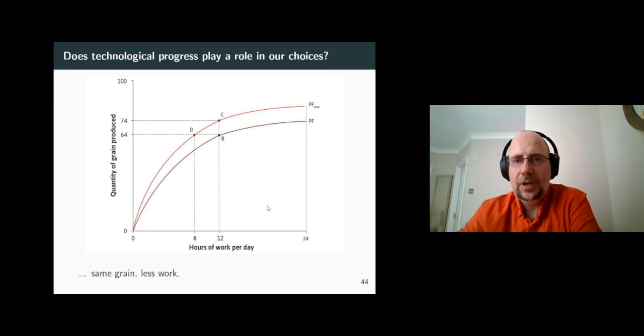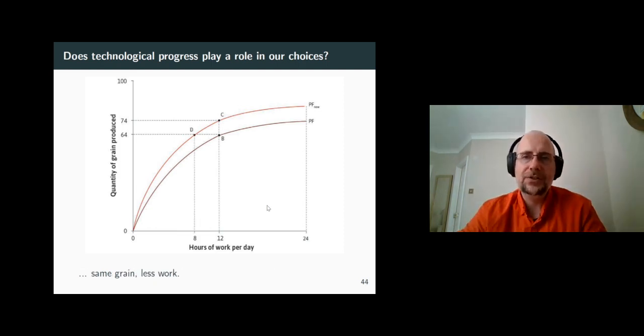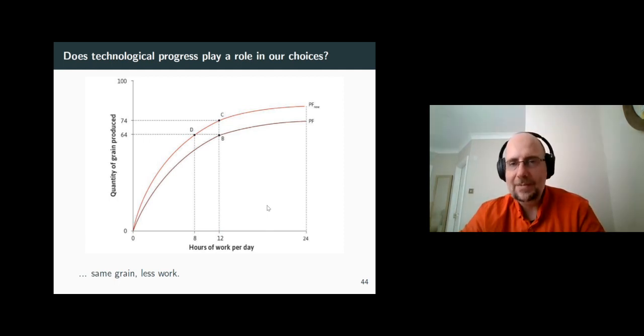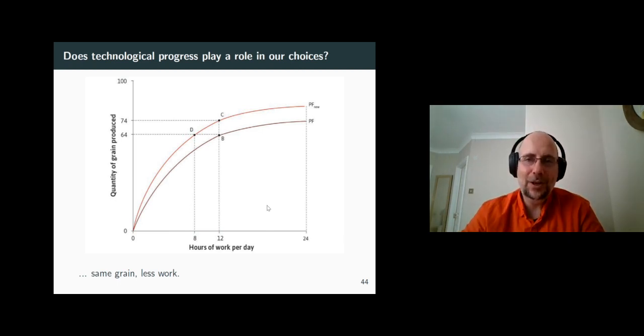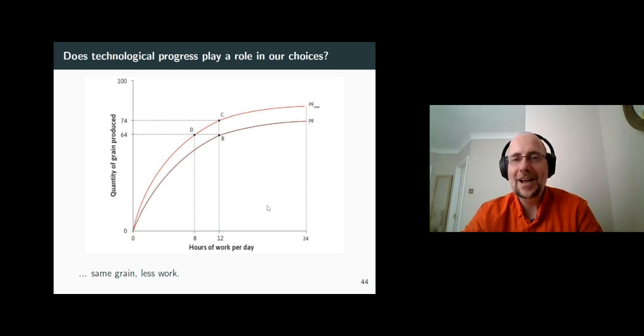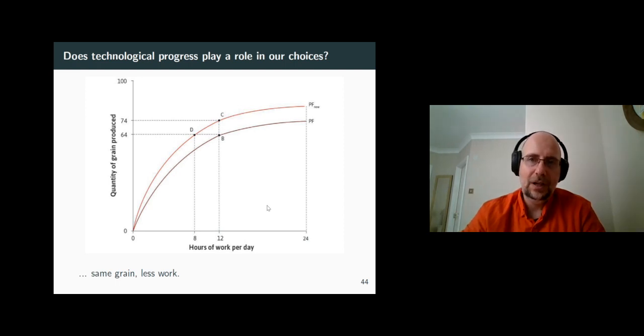There is an alternative way we can think about technological progress. Rather than producing more output in the same time, the producer is now able to get the same output with less resources. As he uses time to produce grain, he's able to get the same 64 kilos as before with much less amount of work. So technological progress allows you to work less hard and still gives you the same output as before. The difference between point D and point B illustrates this way to think about technological progress.